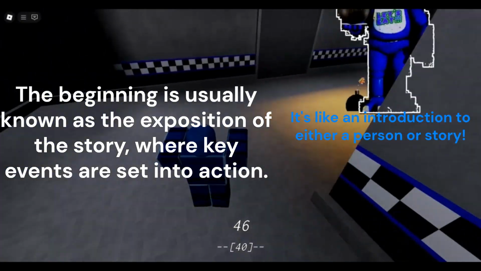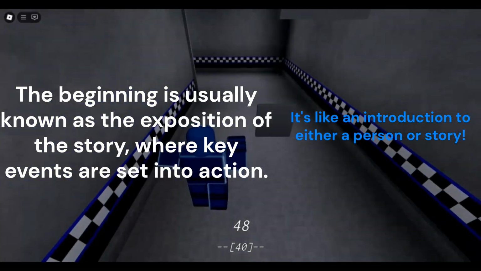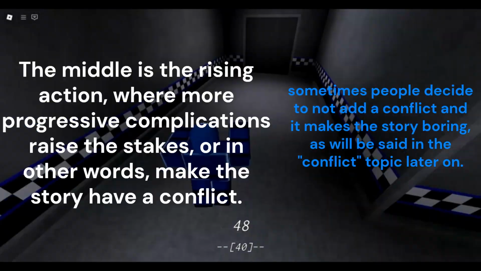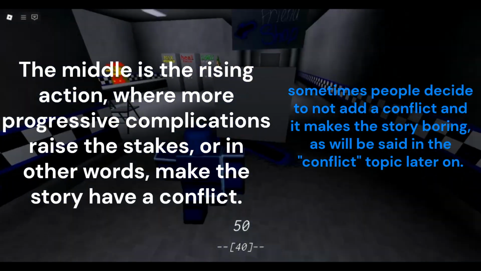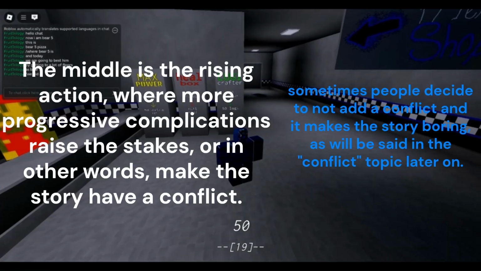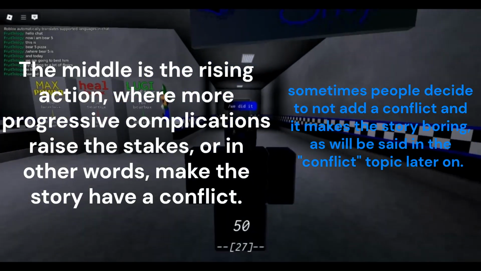The beginning is usually known as the exposition of the story, where key events are set into action. It's like an introduction to either a person or story. The middle is the rising action, where more progressive complications raise the stakes, or in other words, make the story have a conflict. Sometimes people won't add a conflict, making the story boring. We will go over this soon.